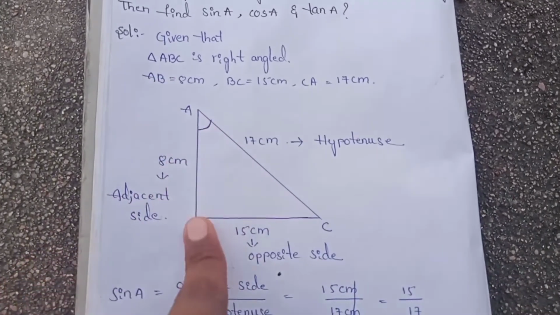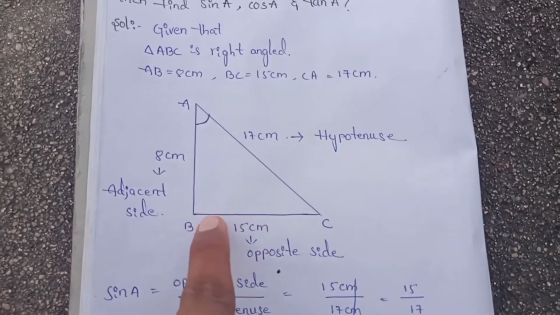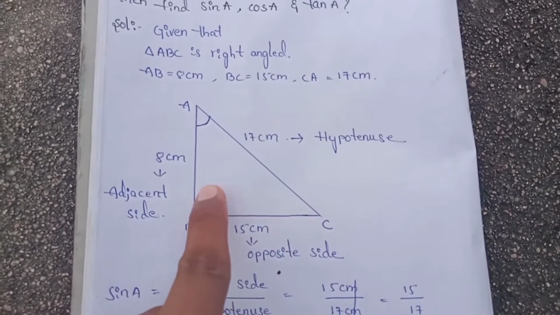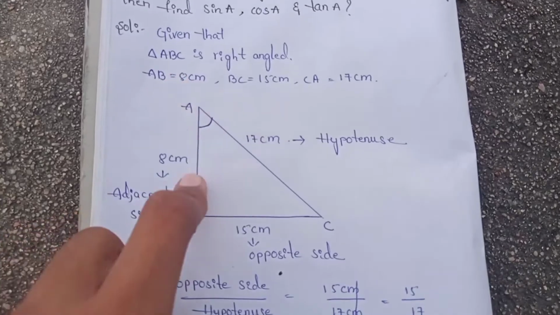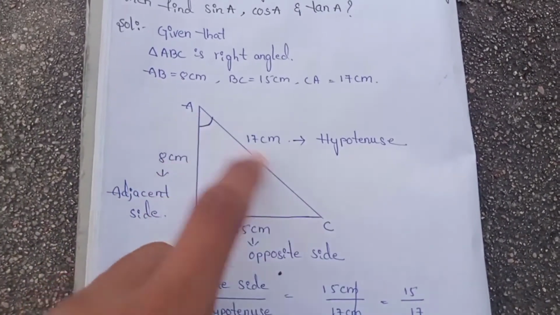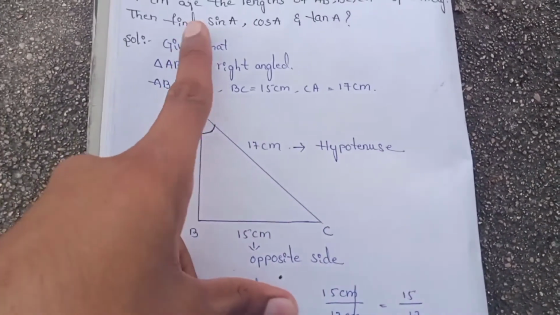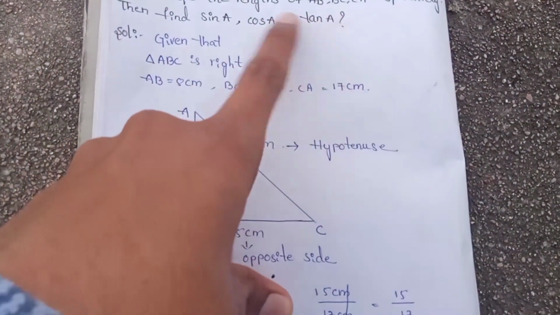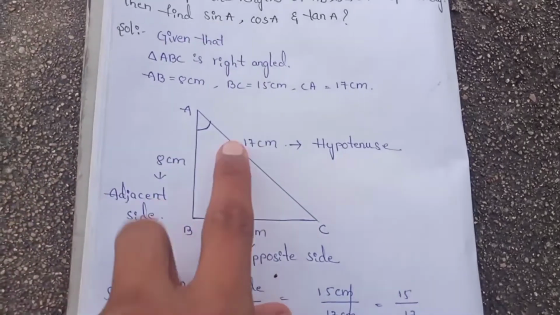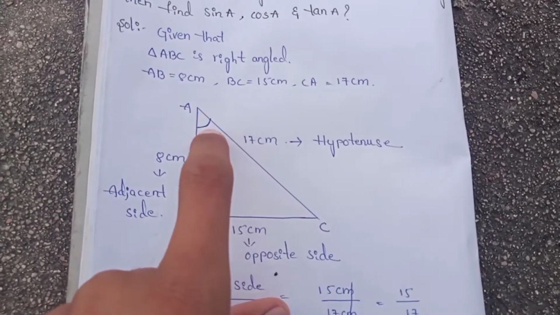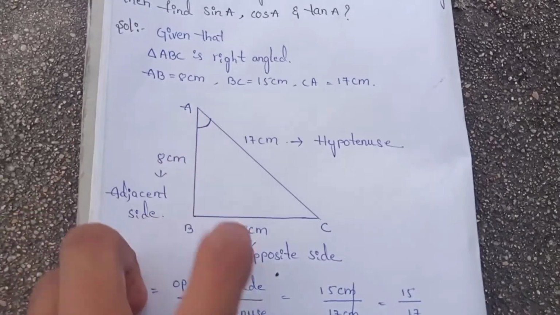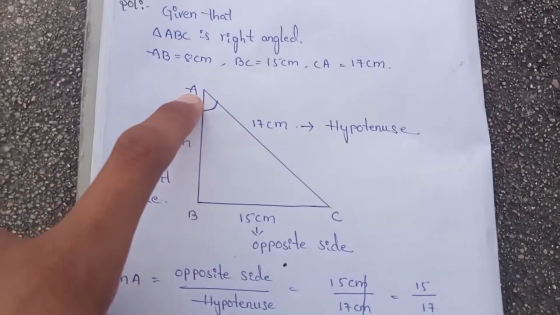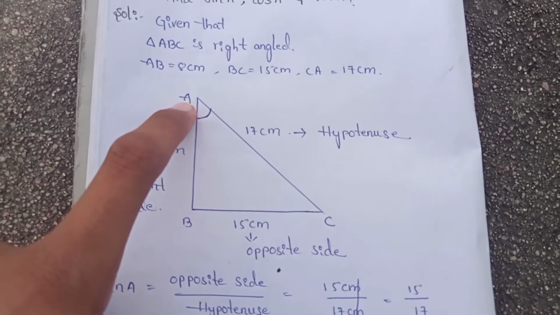See here, ABC, this is a right angle. Angle ABC is 90 degrees, so it is a right angle triangle. AB 8 cm, BC 15 cm, CA 17 cm. What is the angle given to find here? Sin A, cos A, tan A. So the angle given is A. We have to point out A and write which is the opposite side, adjacent side and hypotenuse. What is the opposite side to angle A?